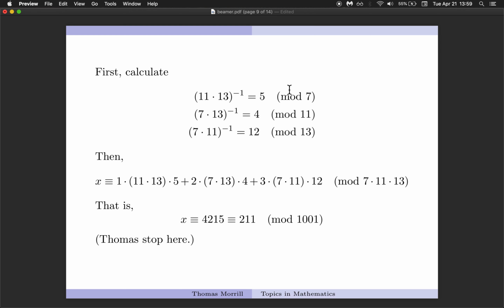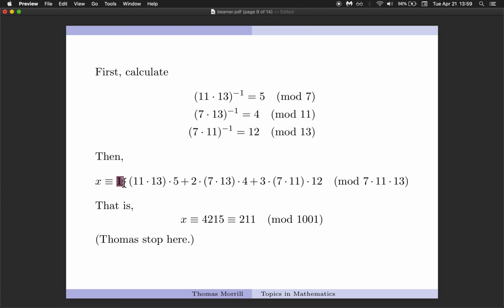I'm going to go ahead and do that for the other moduli too. So for the integers mod 11, I try to find the inverse of 7 times 13. I get 4. For the integers mod 13, I find the inverse of 7 times 11, and I got 12 for that. These are the ingredients that I'm going to put in my formula to find the answer to this problem. My x has the following formula, and it's defined up to integers mod 7 times 11 times 13.